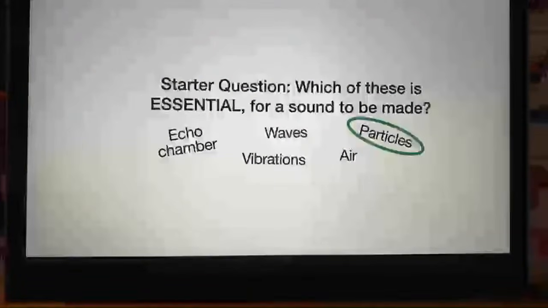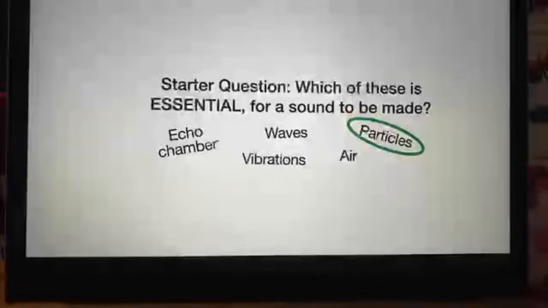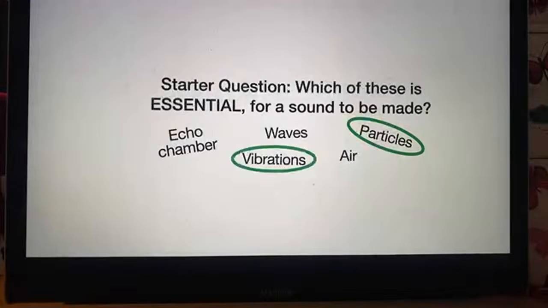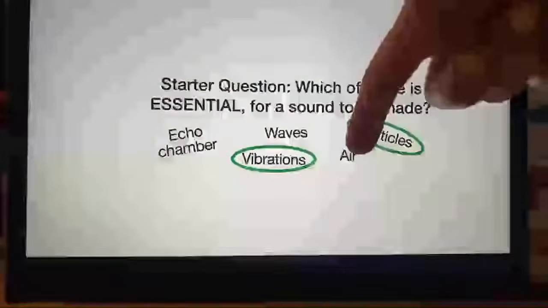They need particles to travel. Sound waves absolutely need particles to travel. That's what they are. And they also require vibrations. Yes, they don't need waves. I mean, sound is a wave, so that answer just didn't really make sense. Once sound is happening, you've got a wave. It doesn't need that; the sound travels through it. We'll come to that later.